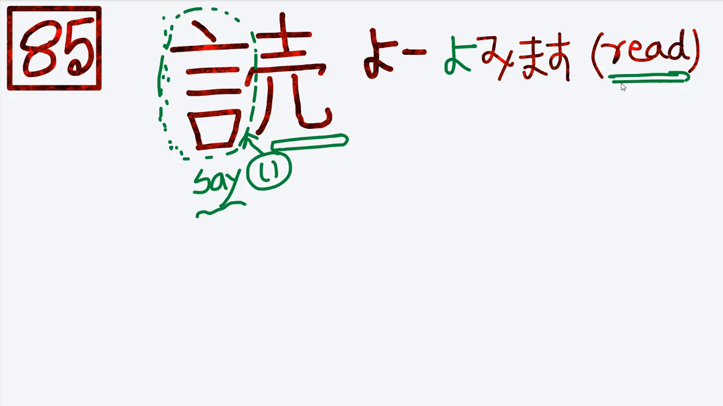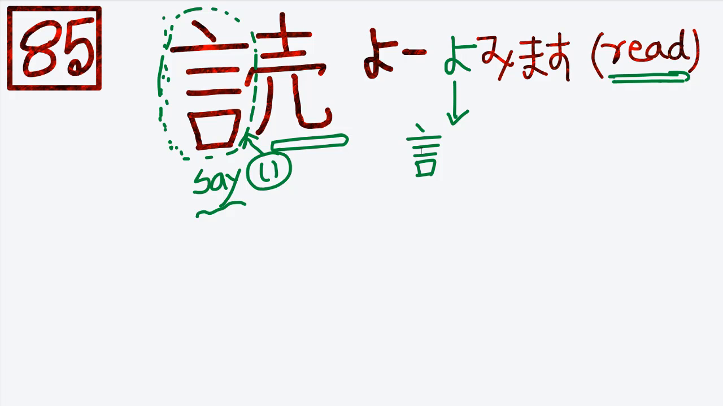This is the read. So yo. This is the read. Yo. This is a read. So yomimasu. We know already yomimasu. Yomimasu means read. Yomimasu. So here yo in replacing of yo. So here second, this one yomimasu.